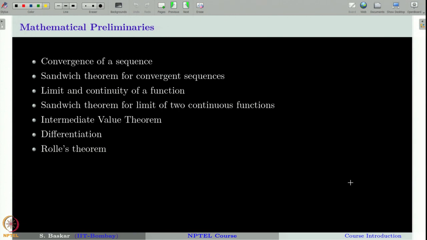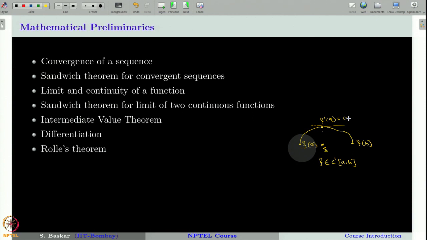the important theorems like Rolle's theorem, which says that the value of f at the points a and b are equal, and if f is a C1 function, it means the function f is continuously differentiable in the interval a b, then Rolle's theorem says that you can always find a point in the interval a b, say xi, such that f dash of xi equal to 0.